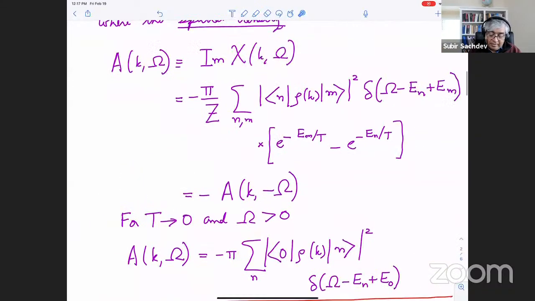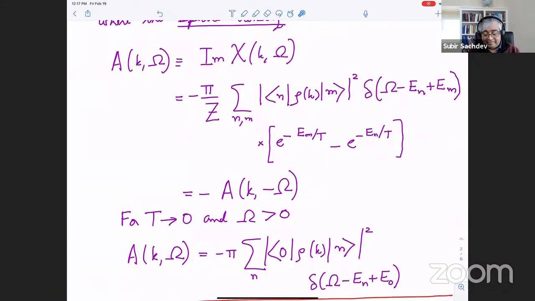Okay. Now you can see here that this function is actually an odd function of omega, because if you change omega to minus omega, you can compensate for that by changing n and m. And then when you change n and m, this doesn't change because it's the mod squared, but this picks up a minus sign. Okay, so that's one important property to remember of the spectral density, that it's an odd function of omega, at least for the density-density correlation function.